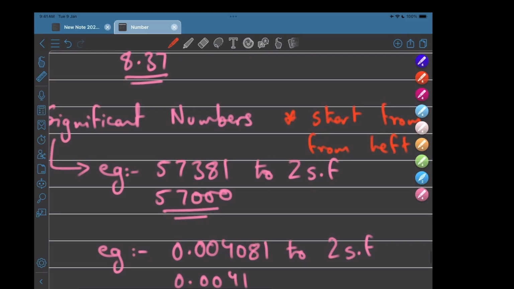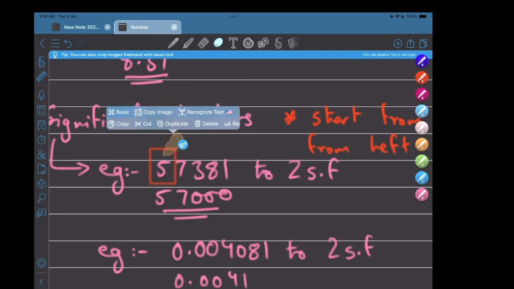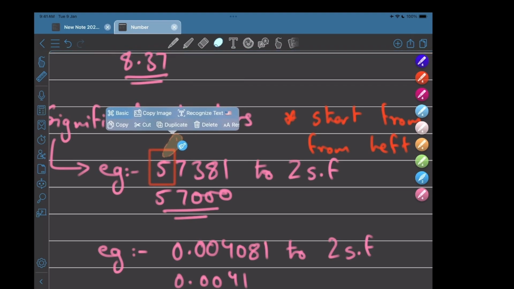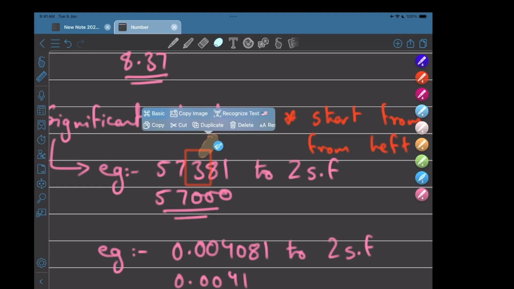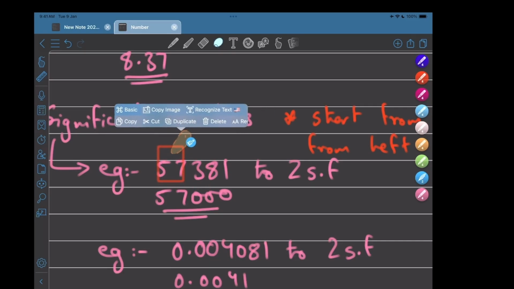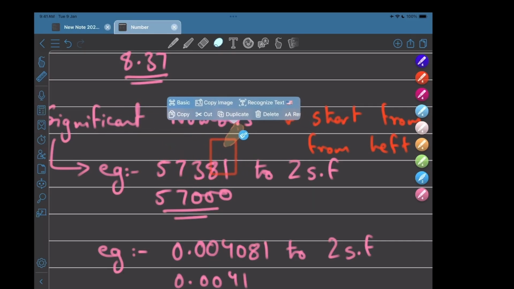Now this is my left, I'm starting from here. My first non-zero value is 5. Now the question is saying 2 significant figures. So this is my first significant figure, this is my second significant figure. After this second significant figure, I must look at the next part. Is this more than 5? No, it is not more than 5. So this stays the same. If this was more than 5, it would be 58,000.